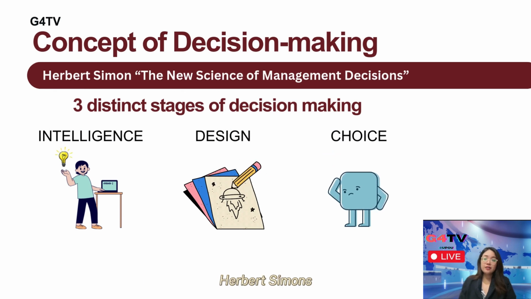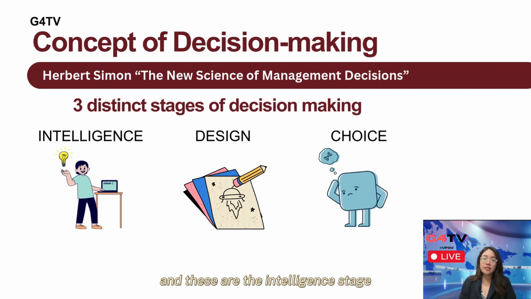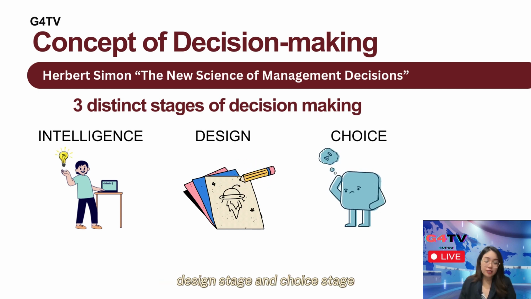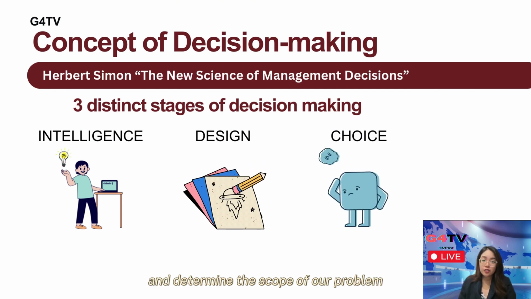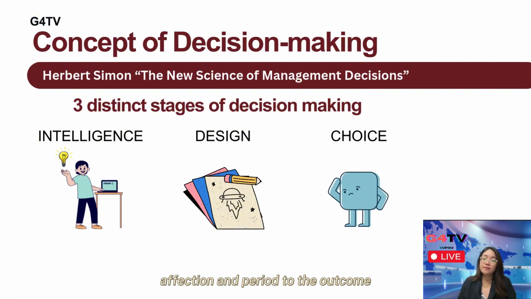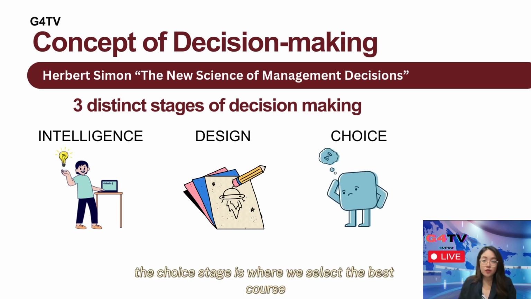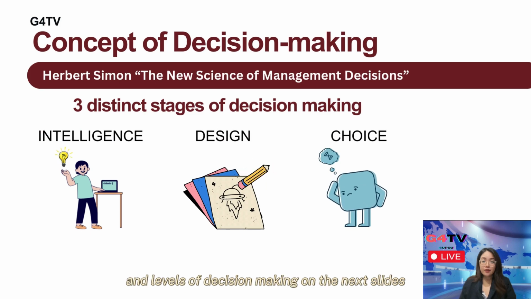Herbert Simon mentioned three distinct stages of decision making, and these are the intelligence stage, design stage, and choice stage. In the intelligence stage, we gather the information and determine the scope of our problem. Design stage is where we create alternative courses of action and pair it to the outcome. And lastly, the choice stage is where we select the best course of action that will best answer our problem. We will learn more about the three stages and levels of decision making on the next slides.